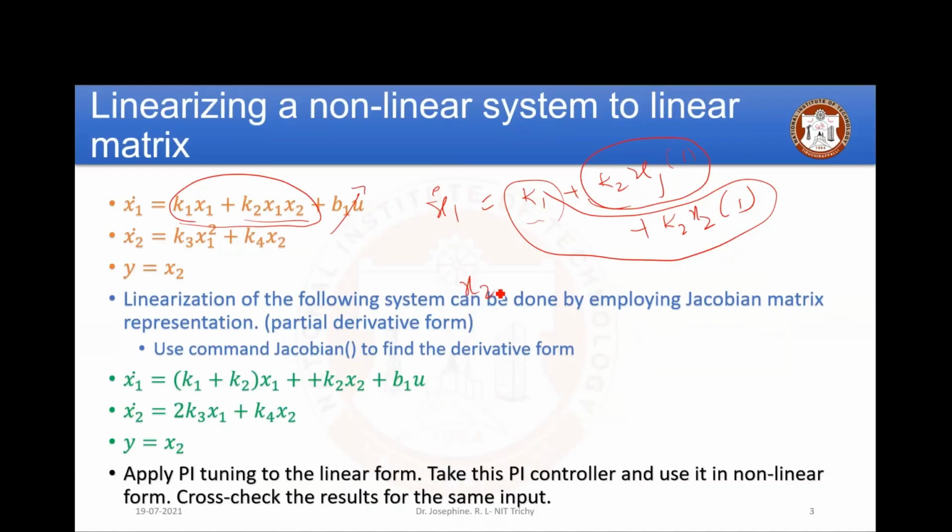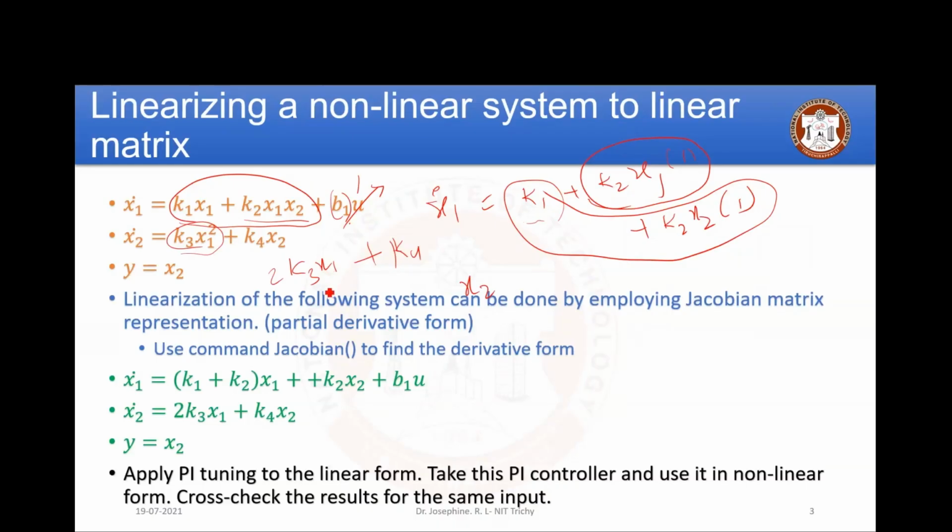Then what about x2? Or you can take even this with respect to u. So this will become 1 itself. If you take the derivative with respect to u, this becomes 1 itself and your matrix will be B1 alone. Similarly, for this one, you will get 2k3 x1 plus k4, and x2 is common, normal.